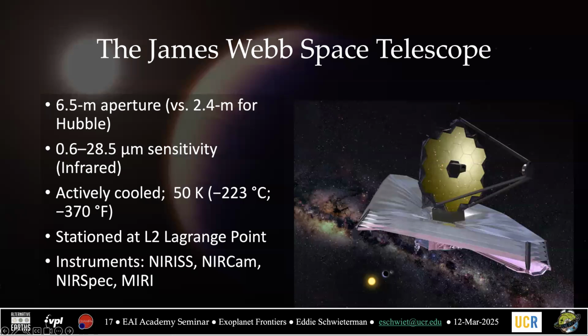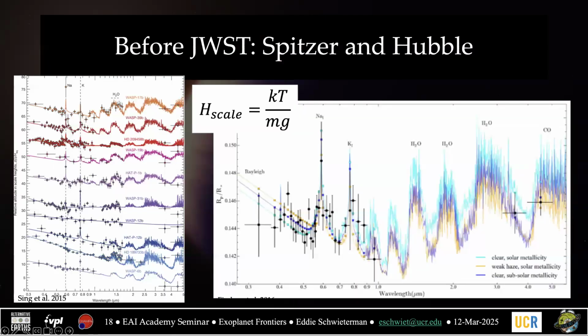Our biggest tool in the last few years for characterizing exoplanet atmospheres has been the James Webb Space Telescope. It's a 6.5 meter telescope versus 2.4 meters for Hubble, so it's much bigger. It's actively cooled to very low temperatures, and that's key for looking in the infrared. And to illustrate exactly how powerful JWST has been, I'm showing here some plots.